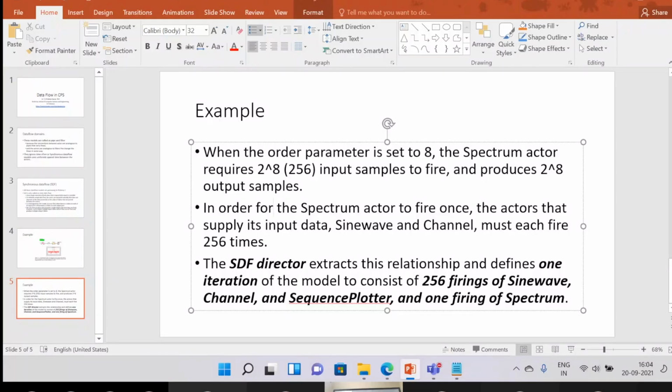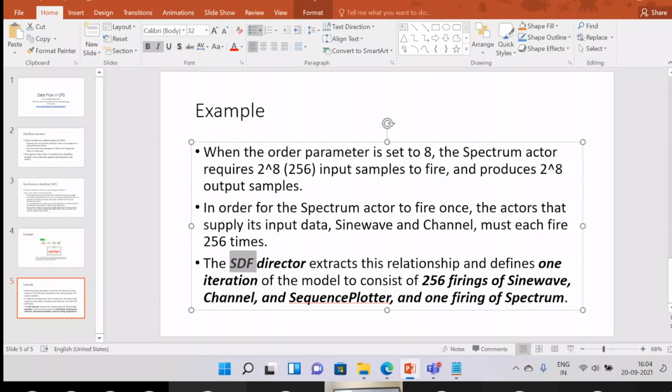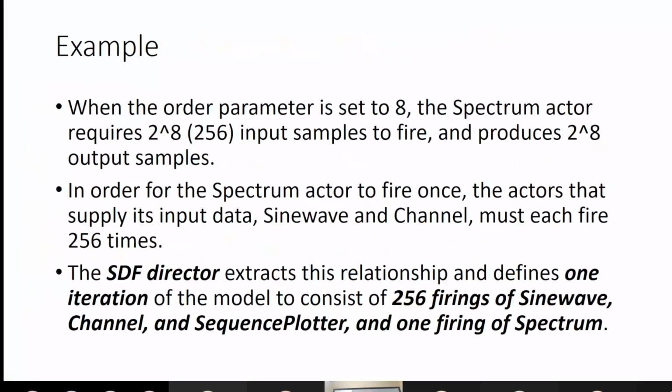In order for the spectrum actor to fire once, the actors that supply its input data, sine wave and channel, must each fire 256 times. Each of those has to fire 256 times, but the spectrum will fire only once. You can see that the SDF director, the synchronous data flow director, extracts this relationship and defines one iteration of the model to consist of 256 firings of sine wave, channel, and sequence plotter, and one firing of spectrum.